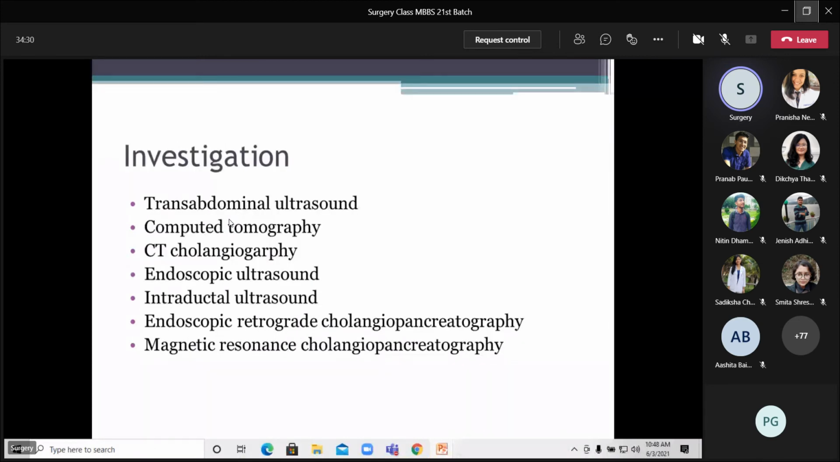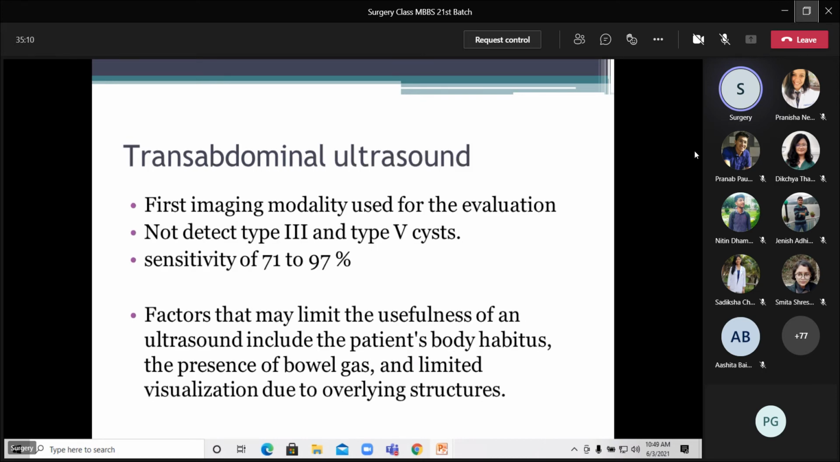Okay, so what are the investigations? Transabdominal ultrasound, or you can do a CT cholangiography or a CT abdomen. Endoscopic ultrasound is coming up. If the cyst is very small, you may not be able to do an endoscopic ultrasound because you require a very small scope for that. And after doing an endoscopic ultrasound, you can send one more probe and do an intraductal ultrasound. ERCP and MRCP. MRCP can be a diagnostic modality, very sensitive.